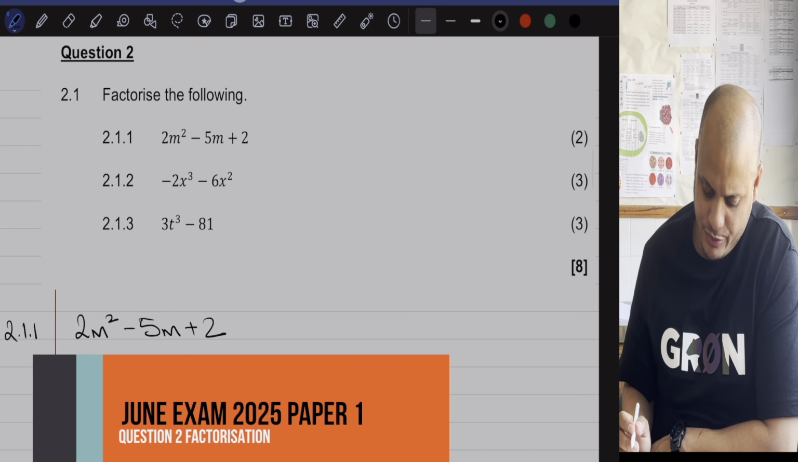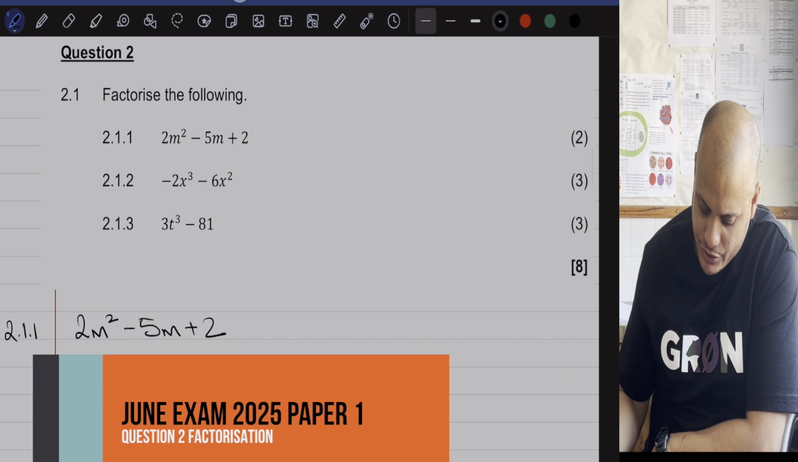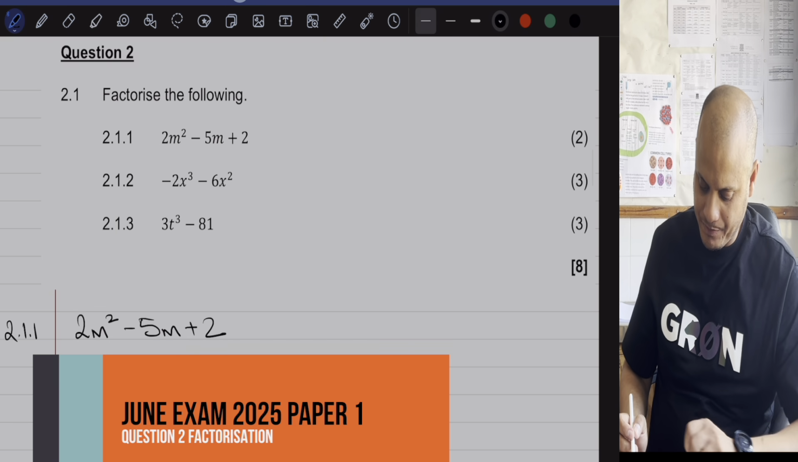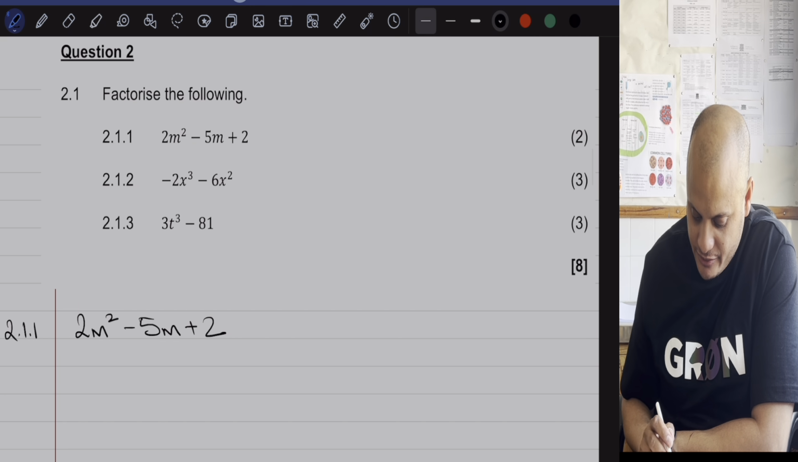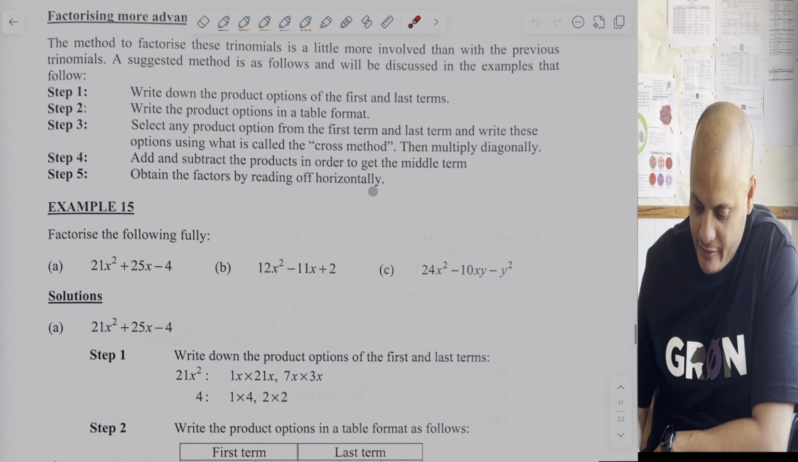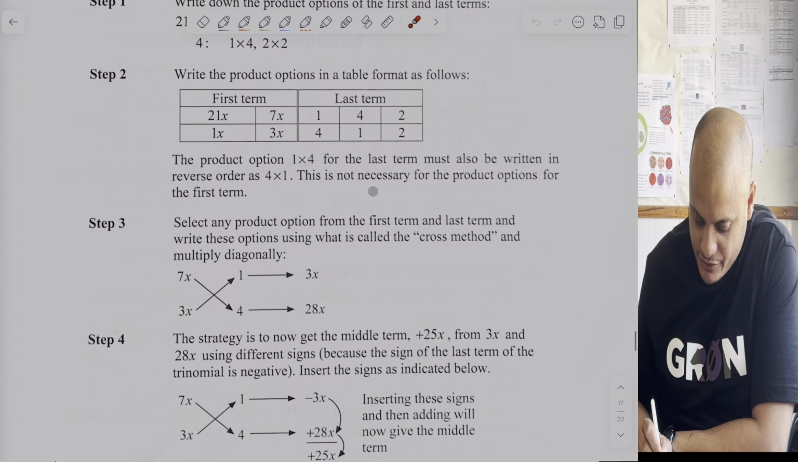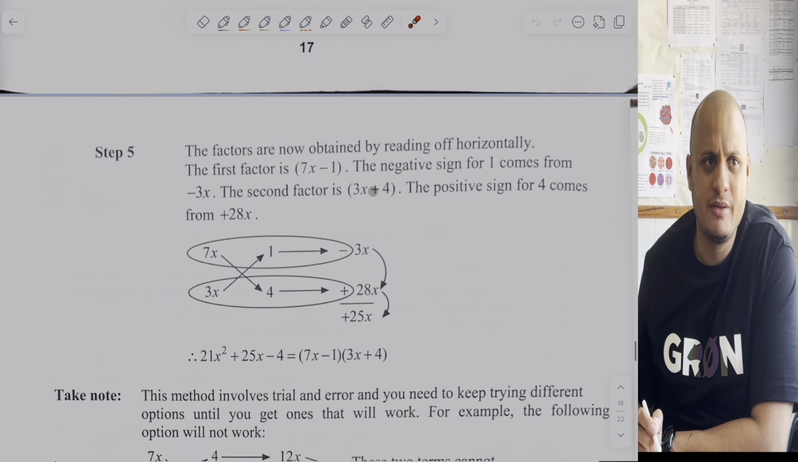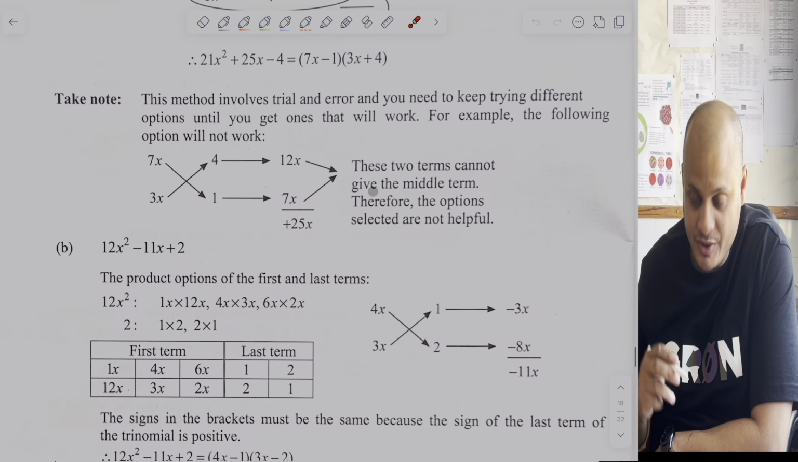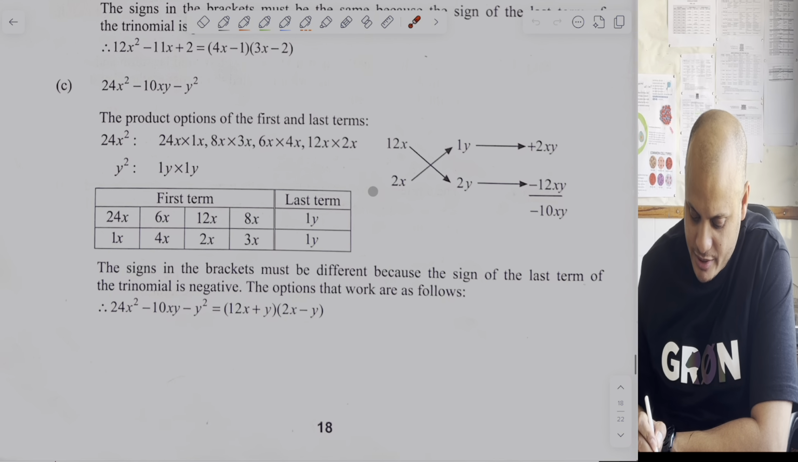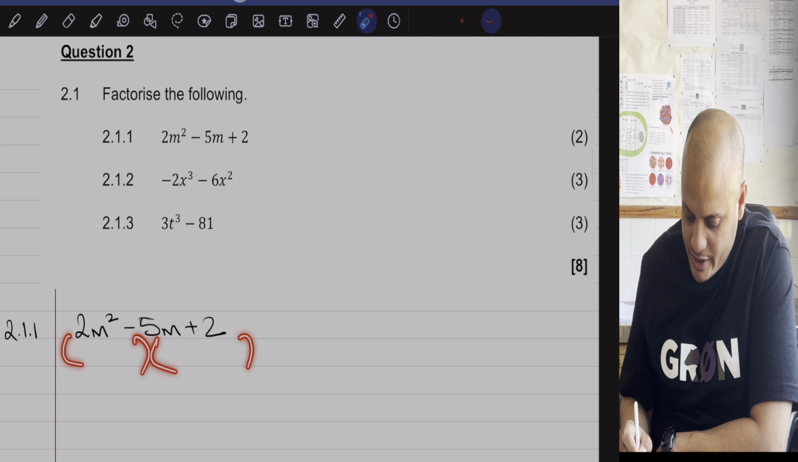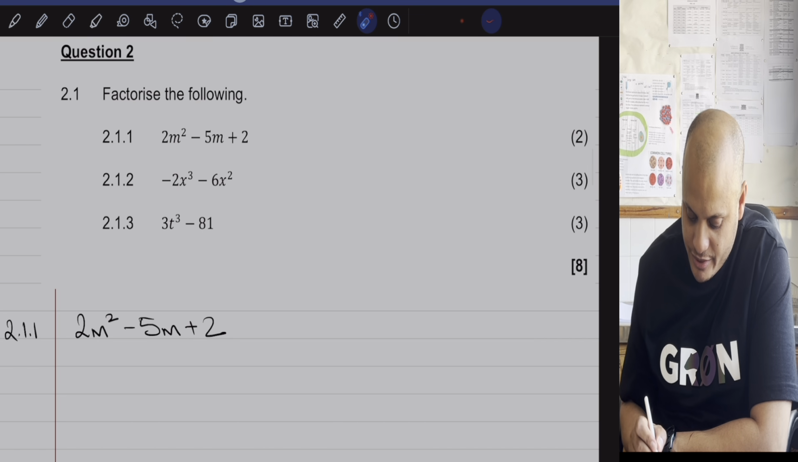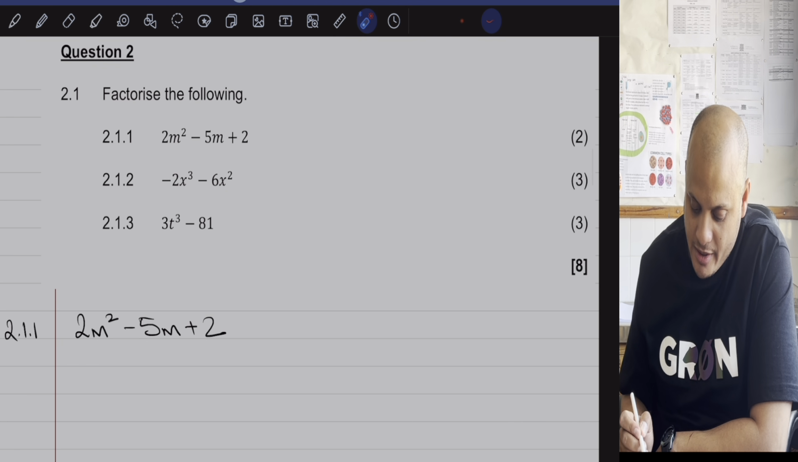Okay, so 2.1.1, we need to factorize 2m² − 5m + 2. What I picked up when I marked this particular question is that quite a few learners used the method that one uses when we have very high coefficients for the first term. The cross product method, or I can't remember even what the name is now, but the method that one uses when you're not able to factorize quickly or normally like you would with very low coefficients like 1 or even 2.